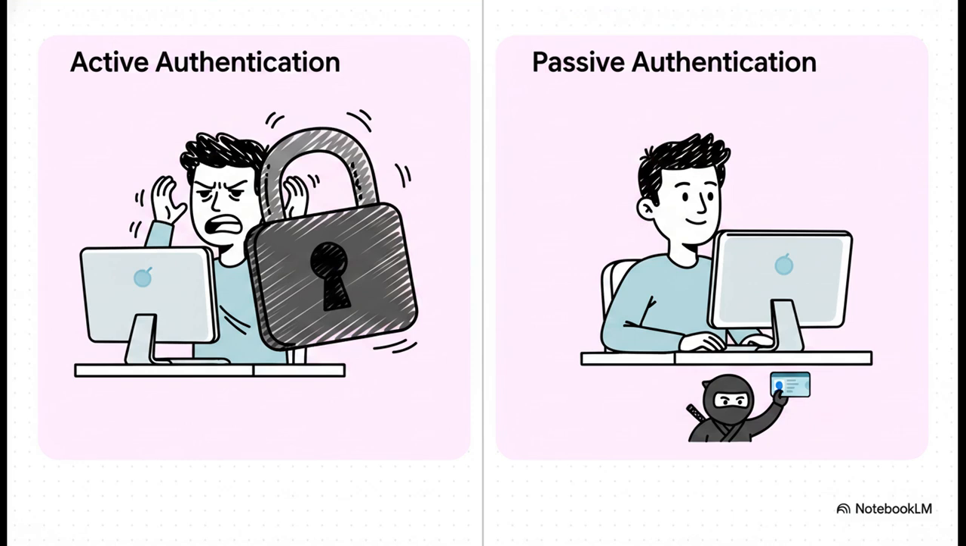It requires them to manually enter credentials. It's a hassle. But with passive authentication, access is granted completely transparently. The FortiGate determines the user's identity silently, behind the scenes, using single sign-on methods like FSSO. The user never even sees a prompt, but the firewall still securely verifies exactly who they are.